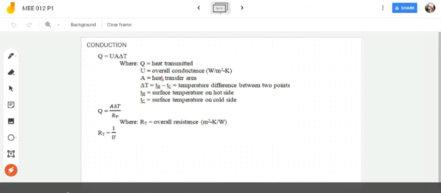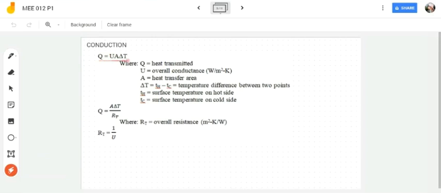Okay, so we have here Q equals U A delta T, where U is the overall conductance, Q is the heat transmitted, A is the heat transfer area, and delta T is the temperature difference between the two points, which is equal to T high minus T low, or the temperature at the high point and the temperature at the cold point. And then we have here TH, which is the temperature on the hot side, and TC, the temperature on the cold side.